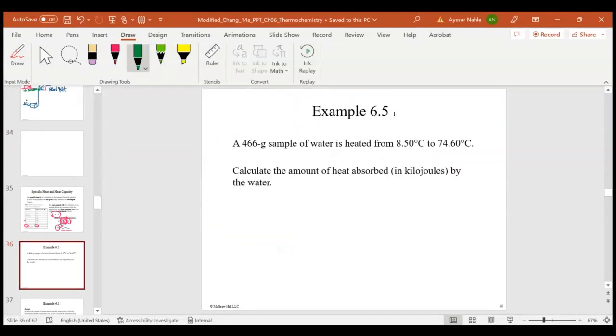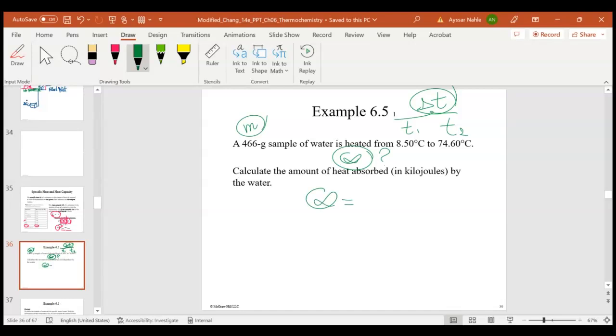Now, let's move to another thing. Now this is an example. A certain number of grams of water, now I'm having the mass. They give me the mass. Mass of water is heated from some temperature to another, so that's a T1 and that's a T2. And from this, I can get the delta T. Am I right? So T2 minus T1, delta T. Calculate the amount of heat. That means he wants me to find the Q in kilojoules absorbed by the water. What do I have in here? Q is equal to what?